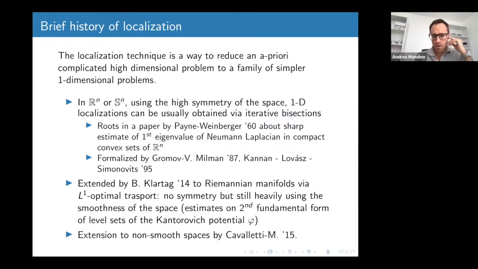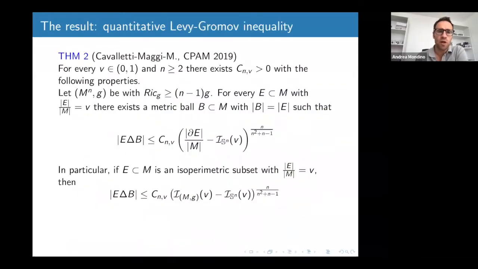So what I've done with Cavalletti is to extend such an L1 optimal transport approach to localization to non-smooth spaces. When you are in the non-smooth setting, you cannot do some computations. And so we had to find shorter ways of doing things. And so the paper is also more compact than the original Riemannian paper. So this is a brief history of the localization.